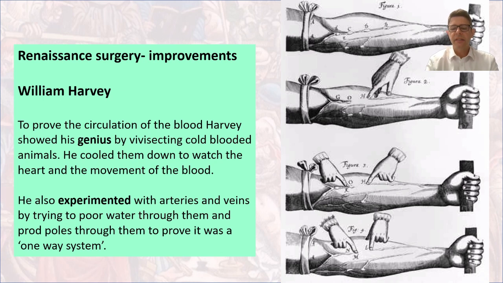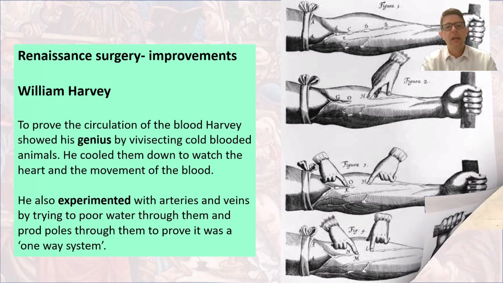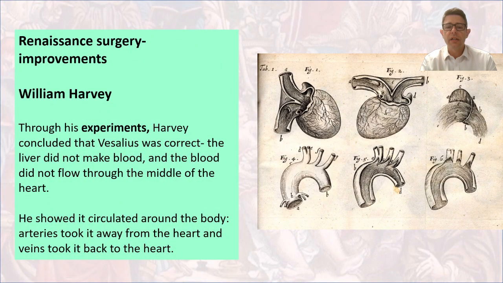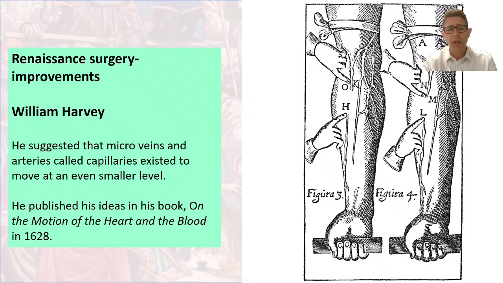And this experiment helped him work out that there's a one-way system around the body. Arteries would go away from the heart, veins back to the heart. So through his experiments, Harvey concluded that Vesalius was correct. The liver did not make blood, and the blood did not flow through the middle of the heart. In fact, it went round the body in a circulatory system. Harvey suggested there were micro veins and micro arteries that were at a tiny, tiny level, which we couldn't necessarily see without a microscope.